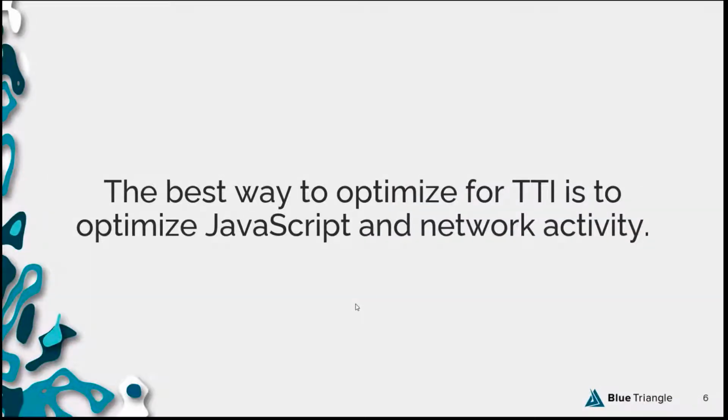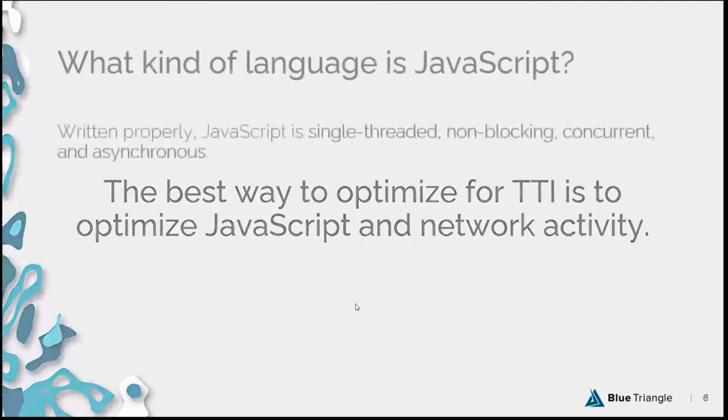The best way to optimize for TTI is to optimize JavaScript and network activity. I think network activity optimization is a discussion for another time. There's a lot that goes into that. But today I'm going to be covering a little bit more of the JavaScript side of this and trying to help you understand what's going on in the background.